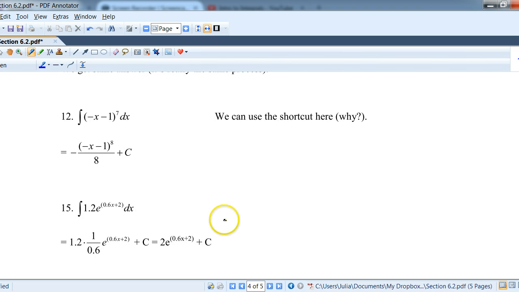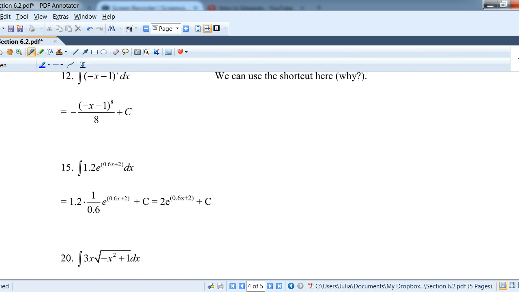We can try the same thing in here. Even though there is a constant 1.2, we can just bring it down. Then it's 1 over the derivative of 0.6x plus 2. It becomes basically 1 over 0.6 times e to the same exponent, 0.6x plus 2. And here we can simplify 1.2 divided by 0.6, so we just get 2 as the final answer with the rest. Now, I've mentioned this also, something similar with e dividing by the constant in the previous section, so you'll see this again.